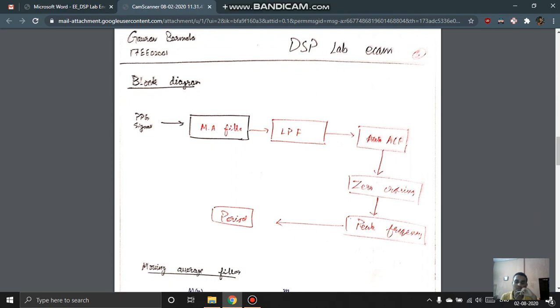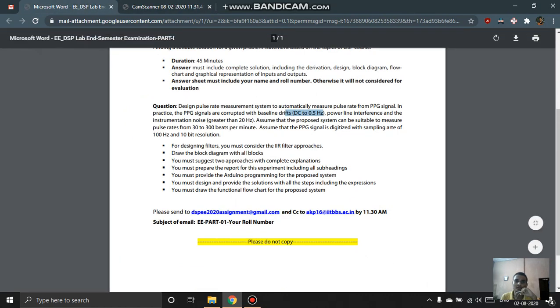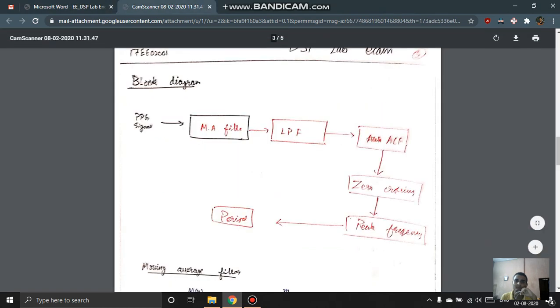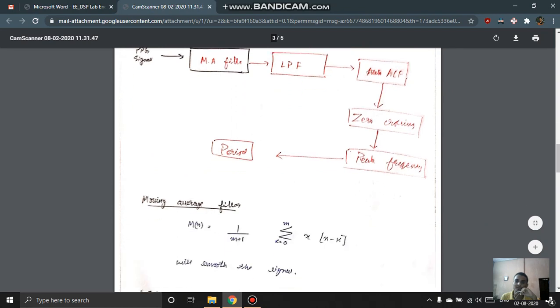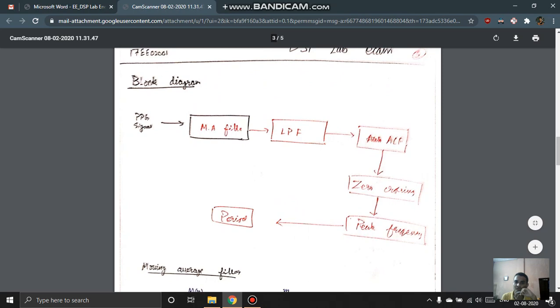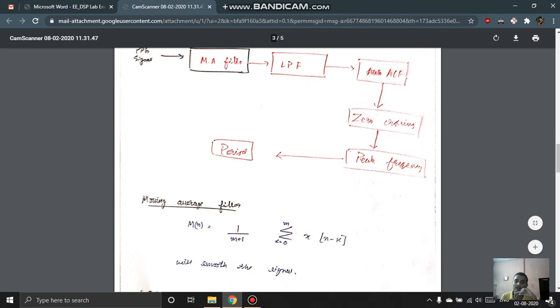After passing through the moving average filter, we'll get a smoothed signal, and then we'll pass it through a low pass filter to filter out the high frequency noises greater than 20 hertz. That will give us a noise free PPG signal on which we can perform our digital processing. We'll find the autocorrelation function of that signal, and then find the zero crossing of that ACF. Now we'll find the peak frequency after the zero crossing point, and using that frequency we can find the period and hence the pulse rate.